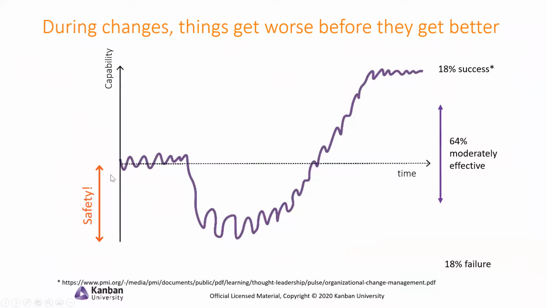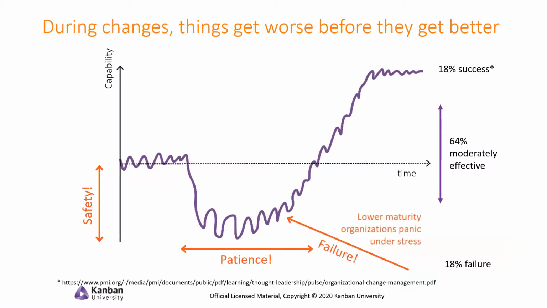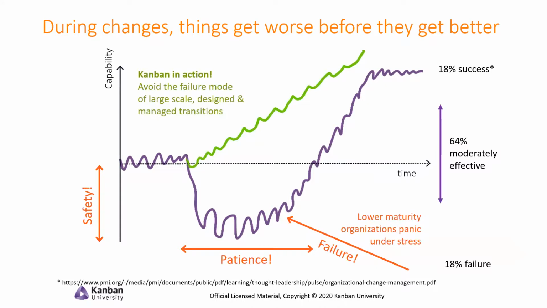So again, the same schema. Drop in the safety level, and a lot of patience required. So this is where failure happens. What we offer instead with Kanban is to avoid this situation, avoid these failure modes, by doing it evolutionary.